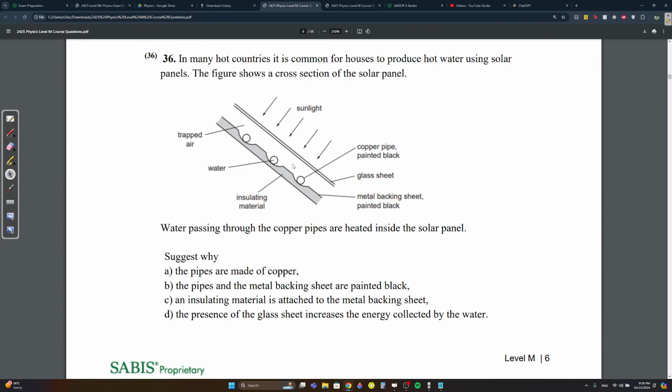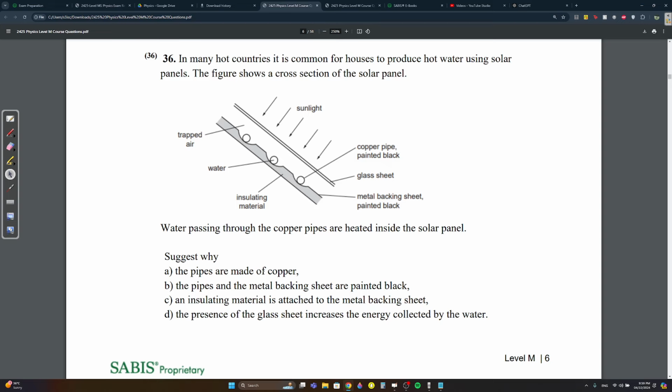In many hot countries, it is common for houses to produce hot water using solar panels. The figure shows a cross section of the solar panel. So here you have a copper pipe painted black. So you're looking at it from the side. Okay, metal backing sheet, sunlight, trapped air, water.